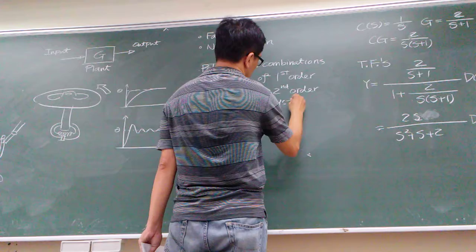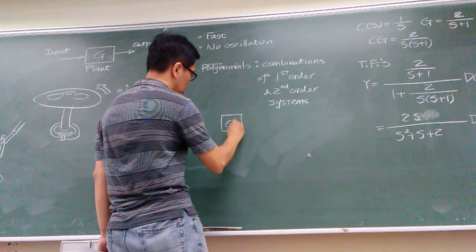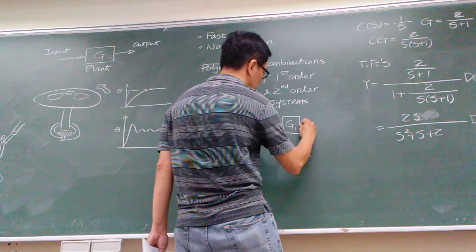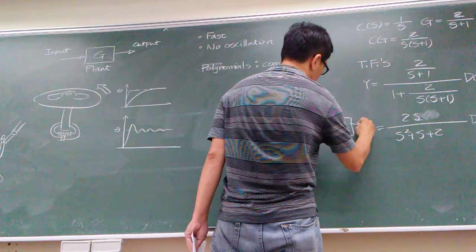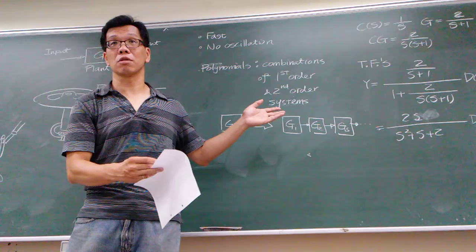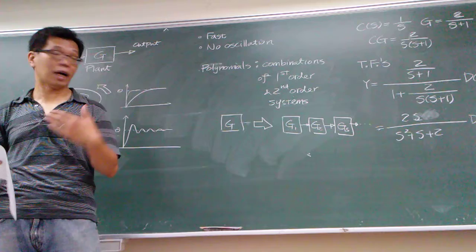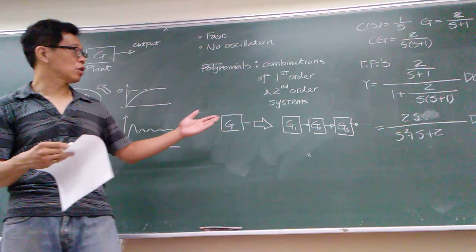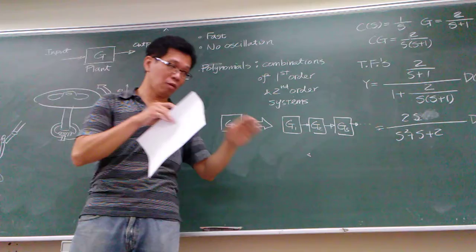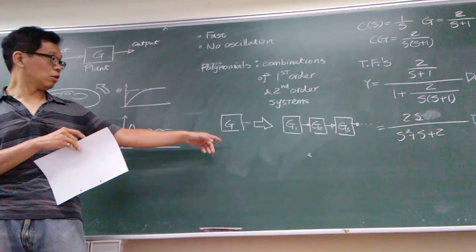What does this mean? It means that I got my G. This can be treated as G1, G2, G3, and they are all either first order or second order systems. So when I say this, I'm telling you, you don't need to worry about anything like higher order, like 7th order, 10th order, 12th order, even though it's very likely. You can just decouple everything into first order and second order and deal with the individual systems one by one. Once you take care of the individual ones, then you don't need to worry about the overall 13, 20, or 100 orders. It doesn't really matter. Does that make sense?